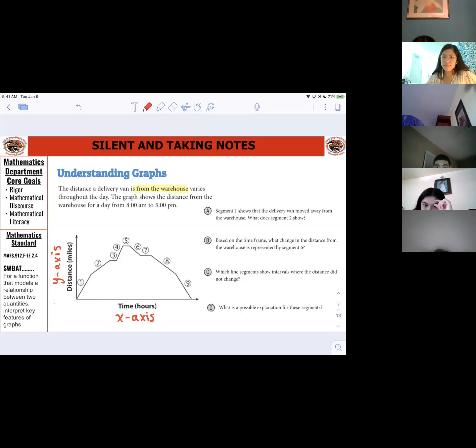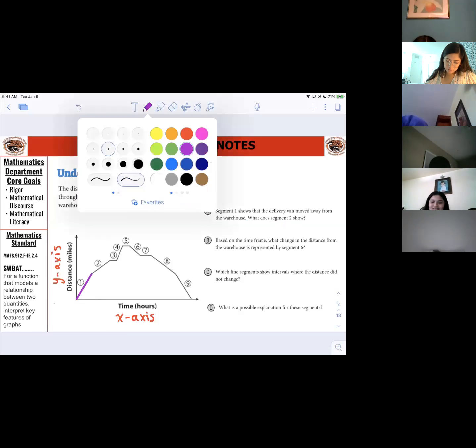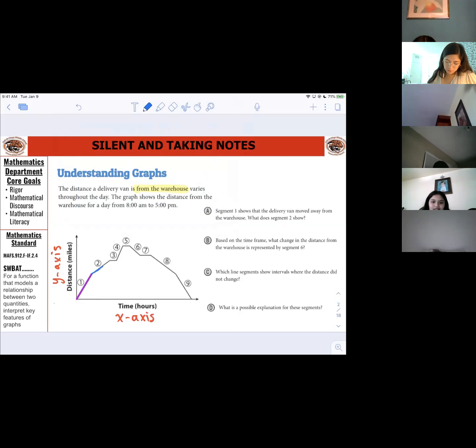Segment 1 shows that the delivery van moved away from the warehouse. What does segment 2 show? Okay. So looking at the difference between segment 1 and segment 2, what do you guys notice? What changes?